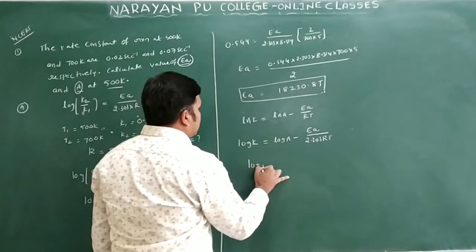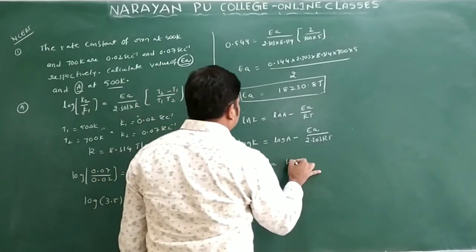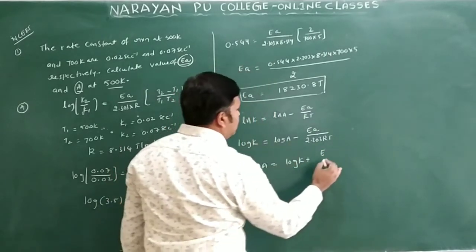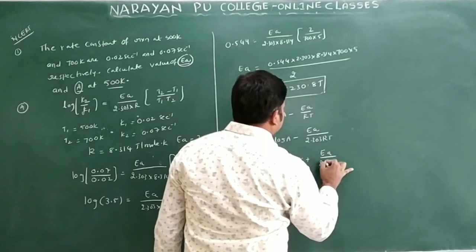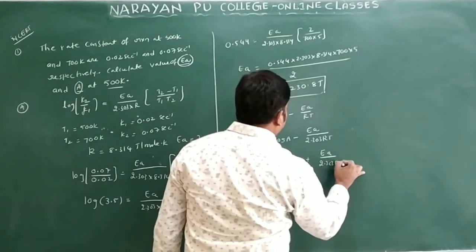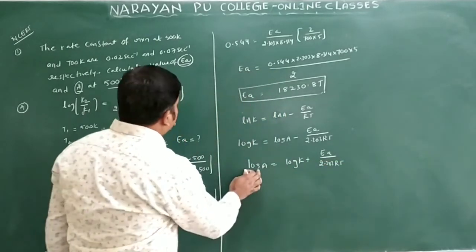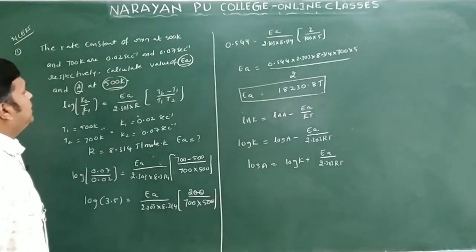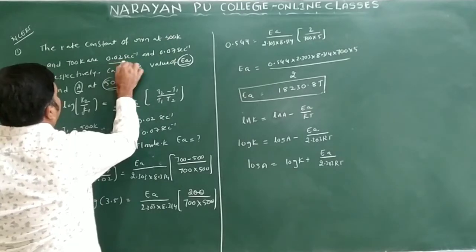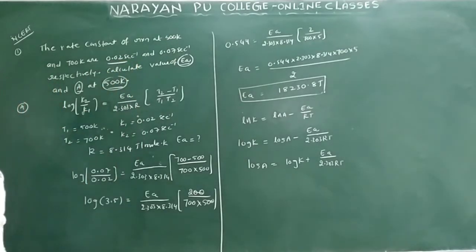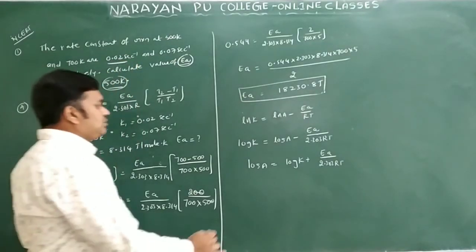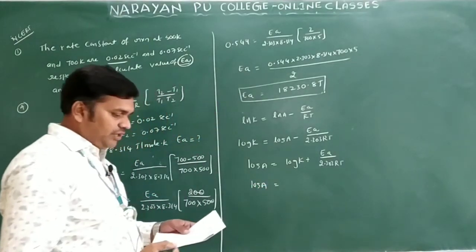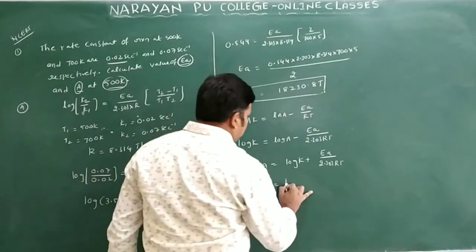Clear? So log A is equal to log K plus EA by 2.303 RT. We have to calculate log A at 500 Kelvin temperature. At 500 Kelvin, what is the value of K? It is 0.02. Now we will write log A is equal to log 0.02.